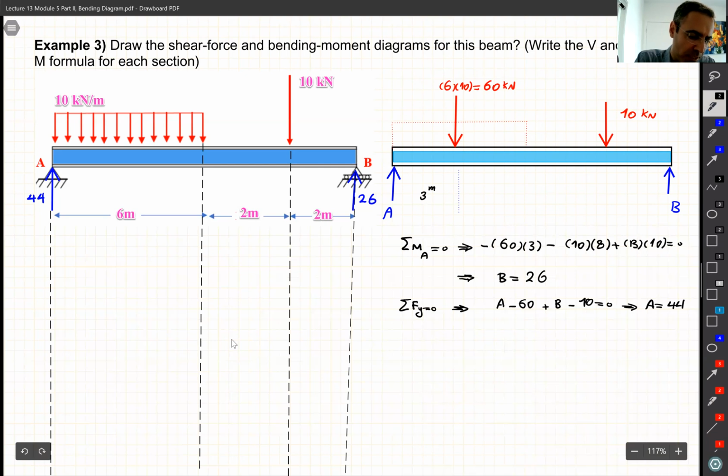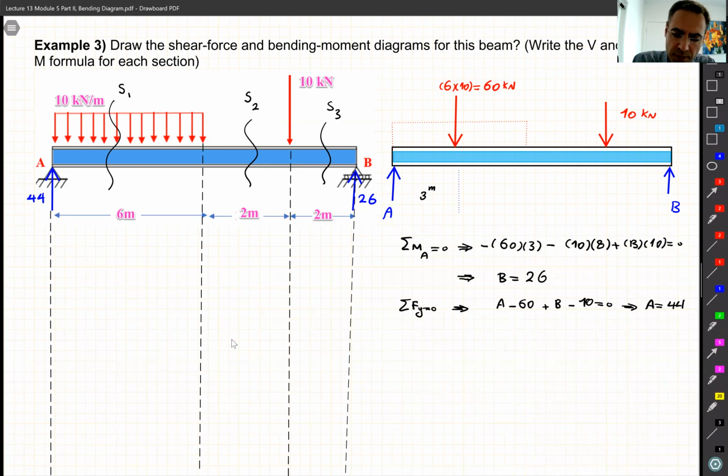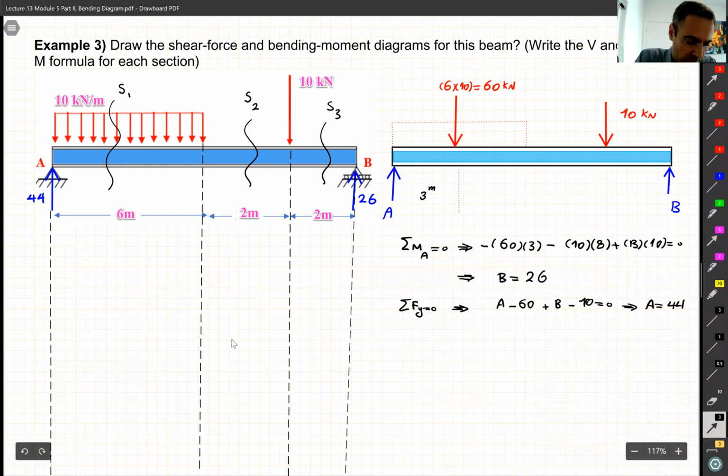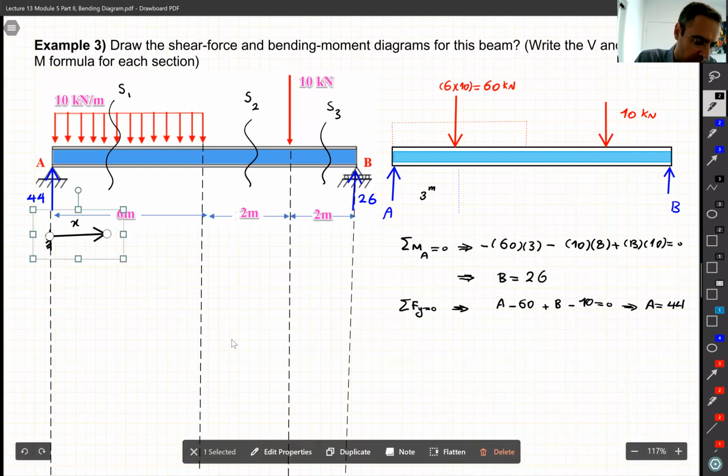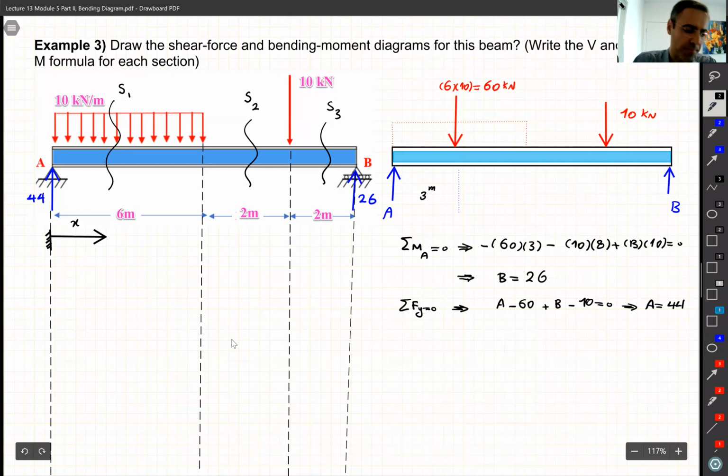We need to section this beam somewhere here. Let's call it S1, section 1. We need to section it somewhere there, let's call it S2. And we need to section this beam somewhere there, S3. Those points are just arbitrary points. Because when we have an X, it means this X can be any number from 0 to the end. So that's one X. Okay, all right, so let's now do the sections.